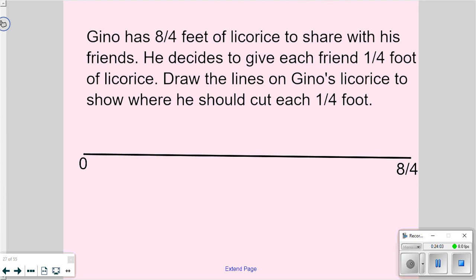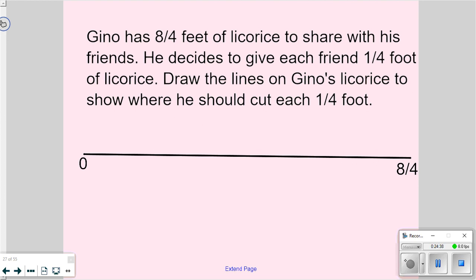So how do you know he's going to share it with 8 friends? Macklin? 8/4. Okay, well, that might help us, because how many pieces do we need to cut it into? 8, because I need 8/4. Go ahead and try it on your own, and then we'll share out in a second. Go ahead and see if you can cut up those pieces. And that's for every friend.